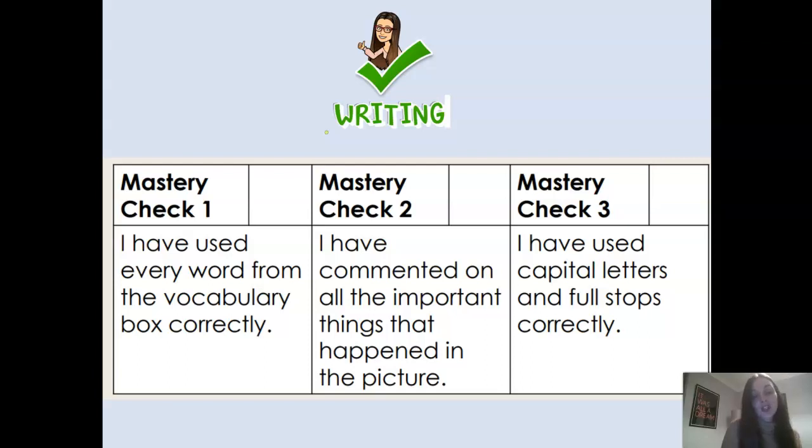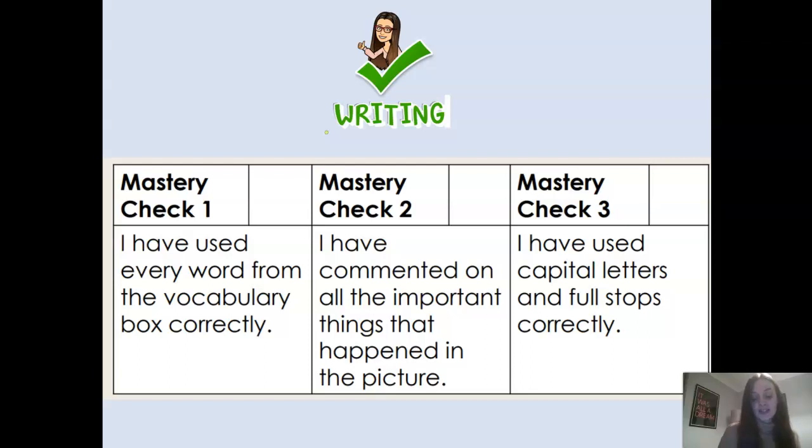And check 2, I've commented on all the important things that have happened in the picture. So to do that, I'm going to make sure that I include all of the names that are in the picture. And finally, check 3, I have used capital letters and full stops correctly. So I'm going to be writing in sentences that include a subject and the main action and are written in the past simple.